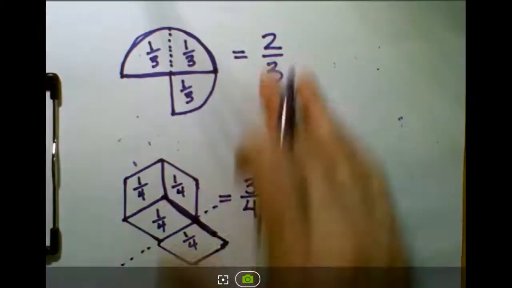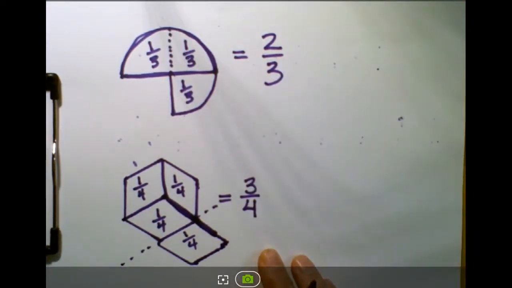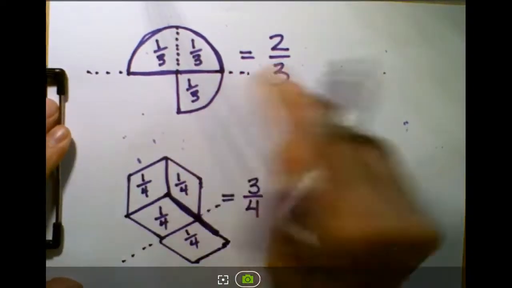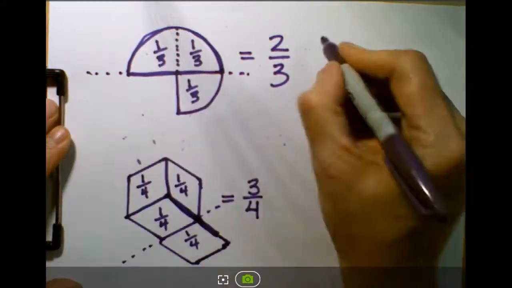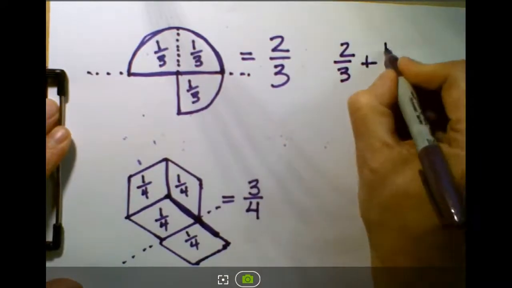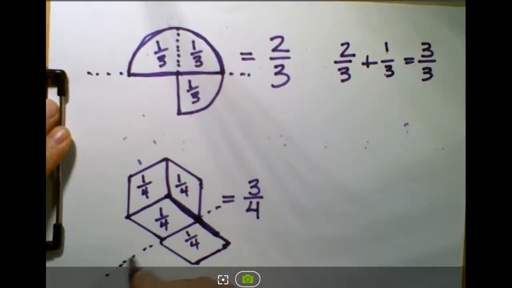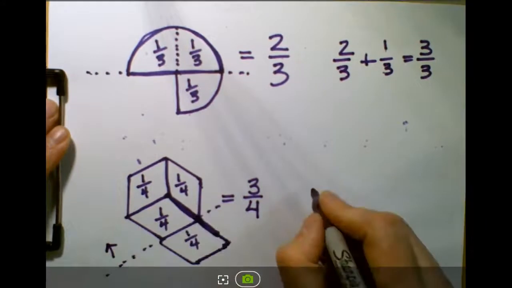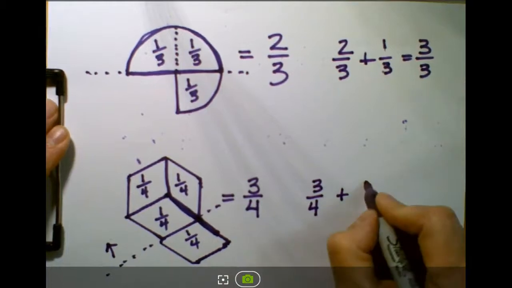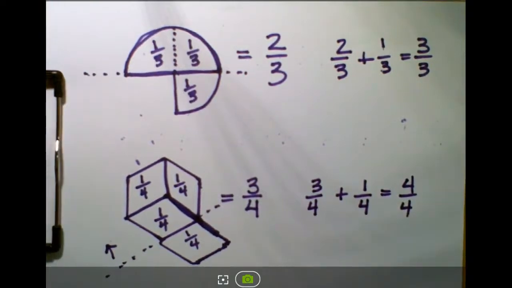And let's go back to both of these examples before we leave, and let's look at what it would take to write that in equation form. So here, above the dotted line, that's what I started with, my 2/3, and I had to add a third to get my whole. Here, above the dotted line, I had 3/4, and to that 3/4, I had to add a 1/4 in order to get my whole. And there you have it.